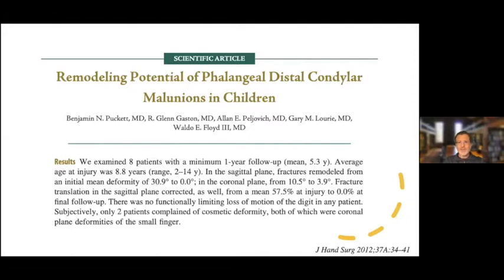This is the longest follow-up that I could find looking at patients with phalangeal neck fractures. And I think this was sort of the big study by our fellow Ben Puckett and Waldo Floyd, Glenn Gaston, Alan Pelkovich, Gary Laurie. These are all names we know.